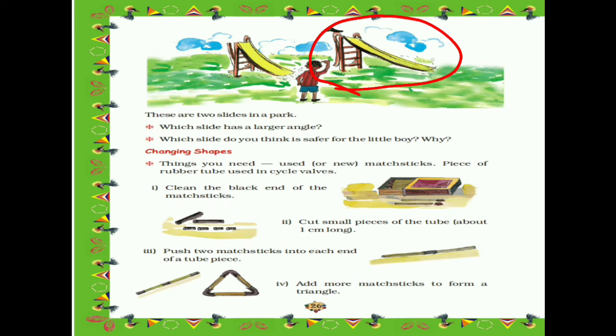So this is your answer. You have to write it in your textbook. Now let me explain how this right side slide is safer. You can see that the angle formed is greater, right? The angle formed is greater.